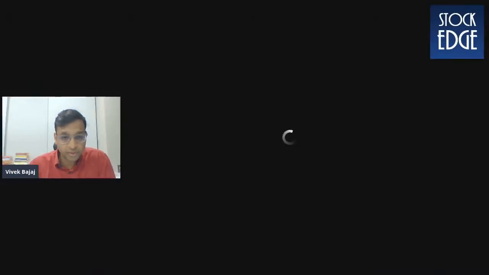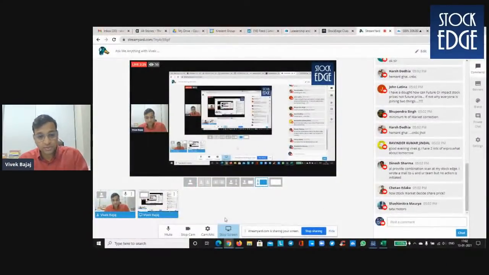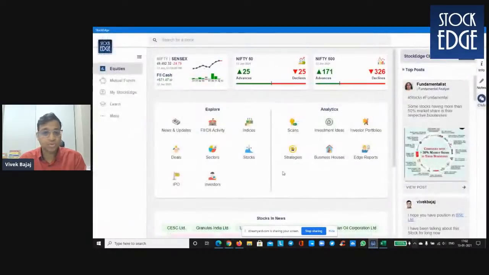But for the time being, let me share my screen with all of you and discuss some important concept related to stockage, which is very critical for you to know. Okay, so here we go. I'm sharing the screen. This is the screen sharing, and I'm going to share stockage. I hope you are able to see the screen.